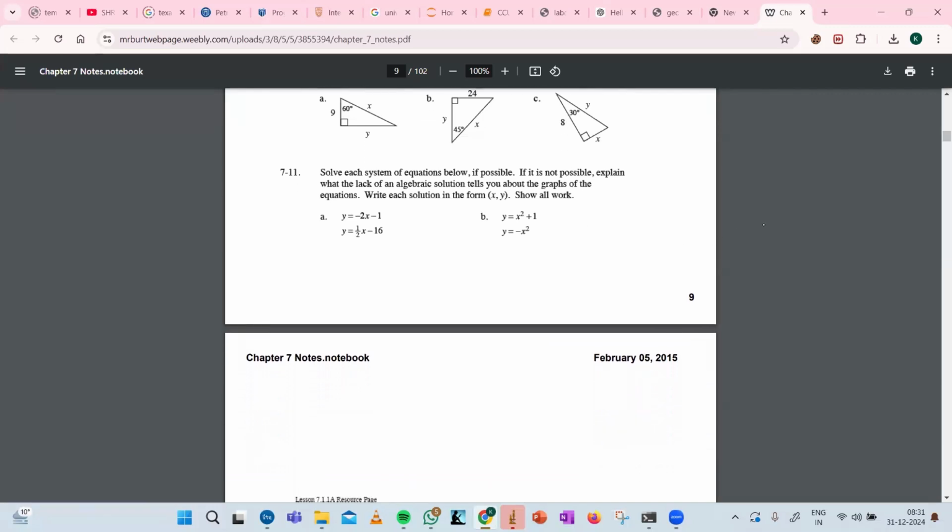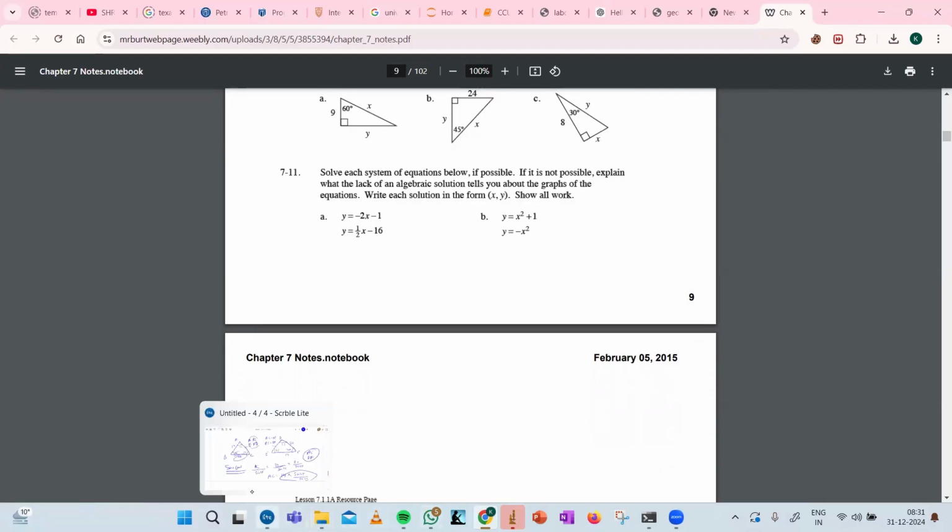Solve each system of equations below if possible. If it is not possible, explain what the lack of an algebraic solution tells you about the graph of the equations. Write each solution in the form of x and y. Okay, so it's quite a lengthy problem.